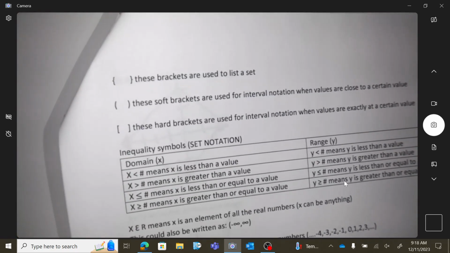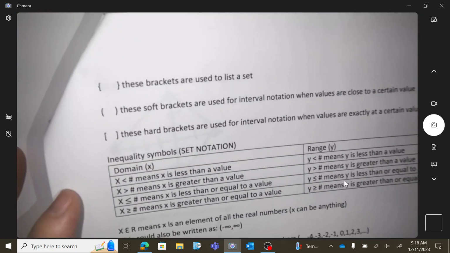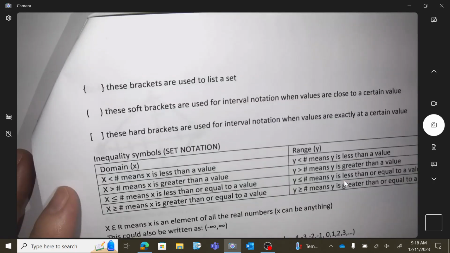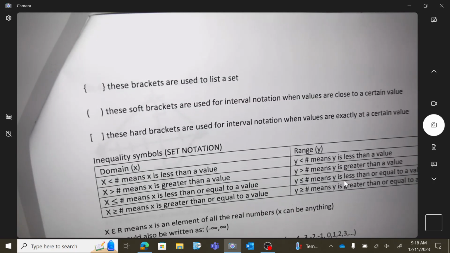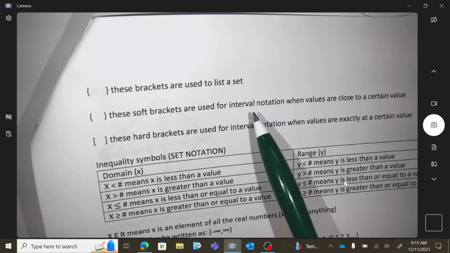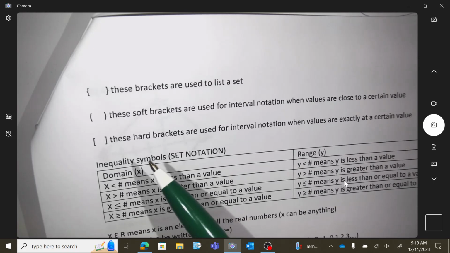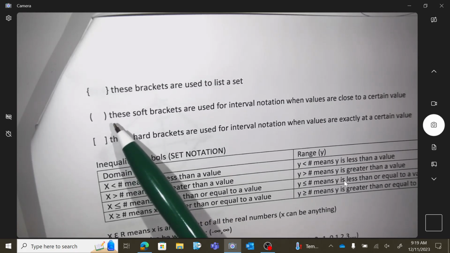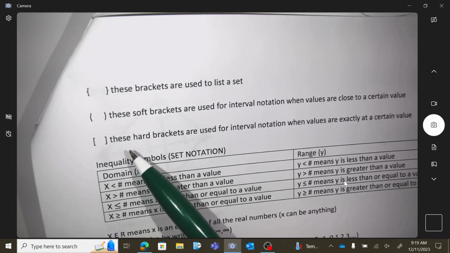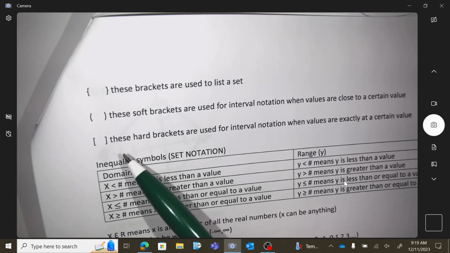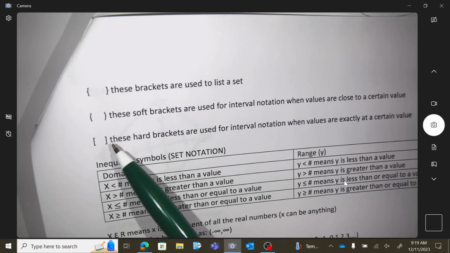Okay, in domain and range, brackets are important, so you have to pick what kind of brackets you want. These squiggly brackets are used when you're just listing a few things. If you're going to list just a couple items, that's what you use. Soft brackets get used in intervals, so if I go from here all the way to here, but don't include the ends. Hard brackets are used in intervals when you go from something to something else, go all the way through, and also include the ends.